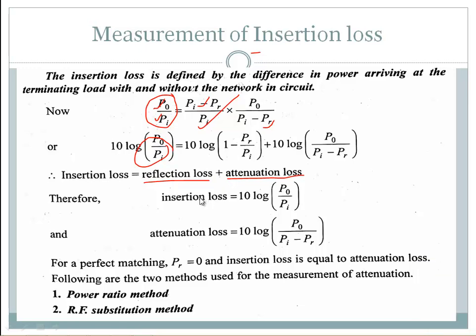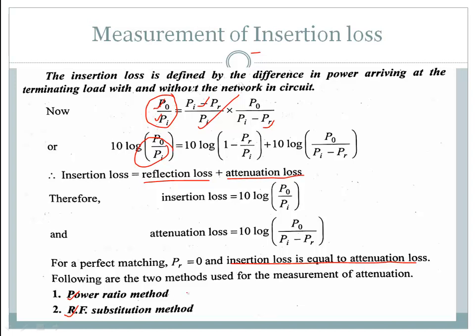If PR is equal to 0, we can say insertion loss is equal to the attenuation loss, right? This reflected power will exist in the system because each device doesn't perfectly match the next device's impedance, right? That's why there will be some value of reflected power. To calculate the value of this, we have two methods. One is known as the power ratio method and the second is known as the RF substitution method, right?